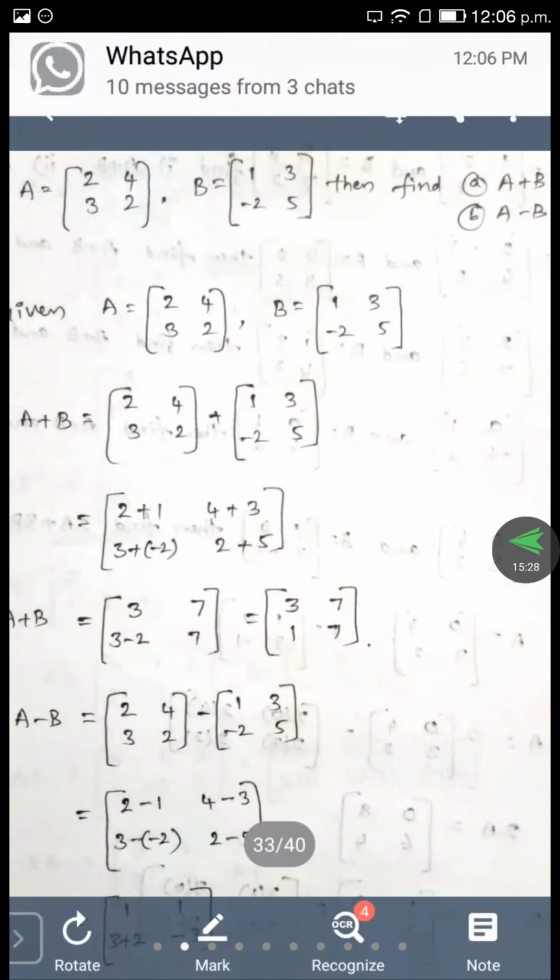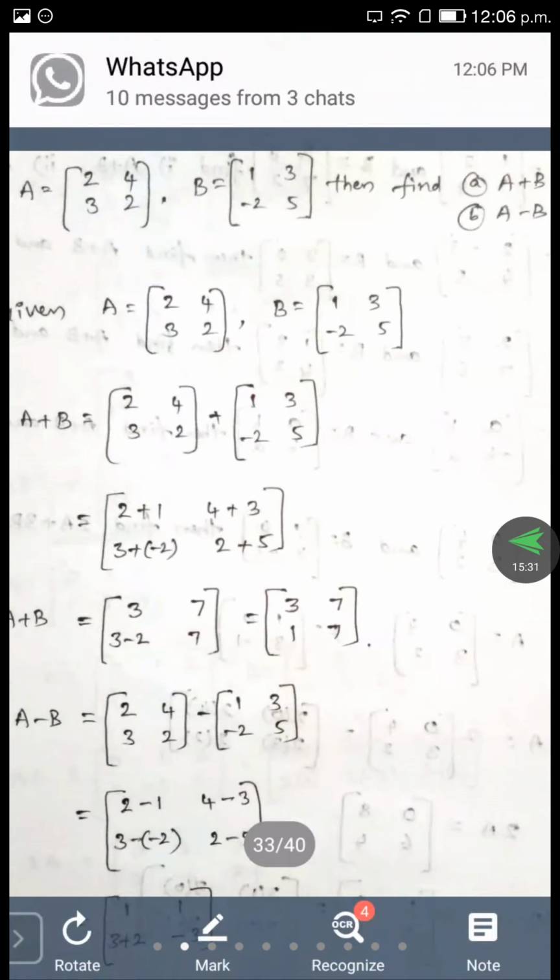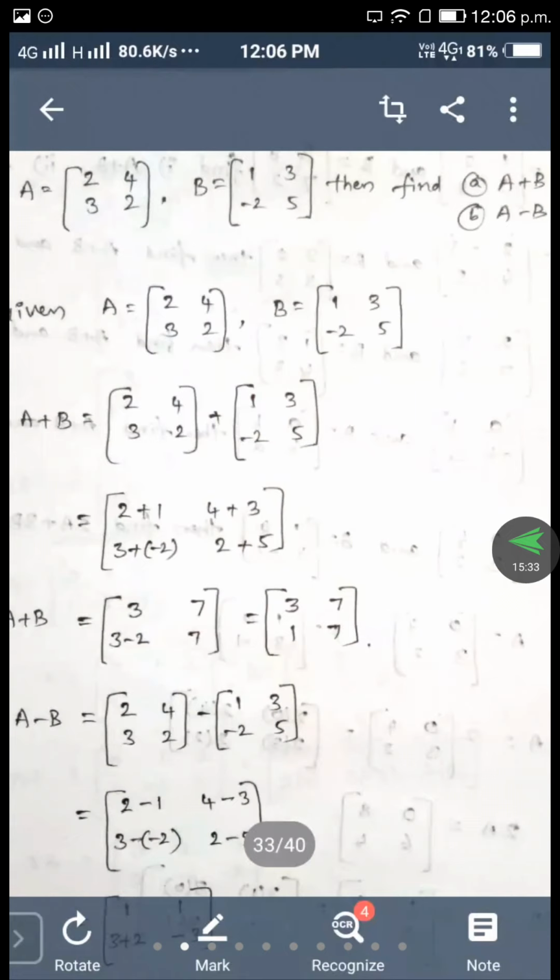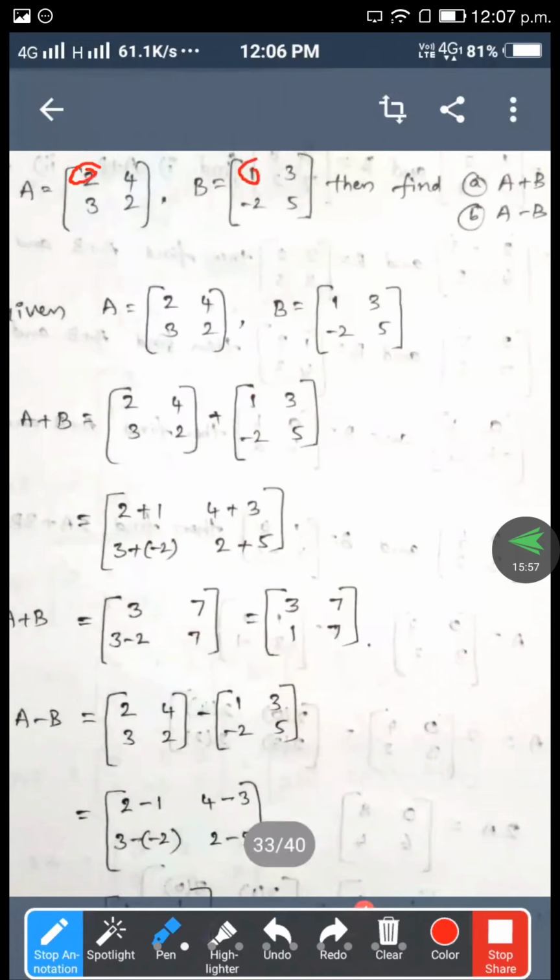Adding and subtracting. What is the answer for A plus B? 3, 7, 1, 7. Good. So the first element is 2 plus 1, corresponding elements. Then 4 plus 3, and here 3 plus minus 2 becomes 1. So the answer is 3, 7, 1, 7. Right. Next, A minus B.